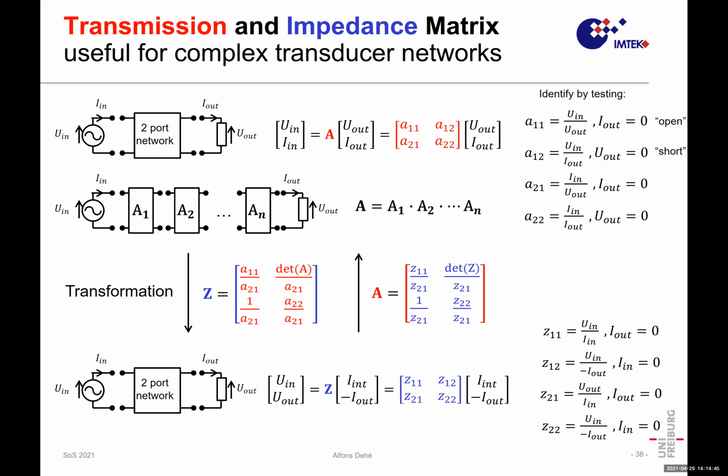The benefit of the impedance matrix is that you have a formulation in the voltage on the one hand side and the currents on the other hand side. So it depends how you want to solve your network. You use either Z or A matrix.